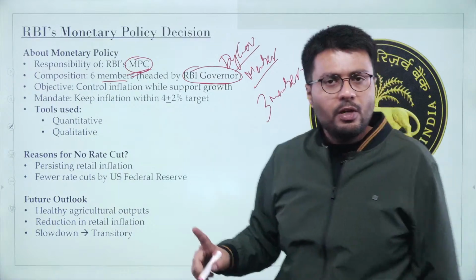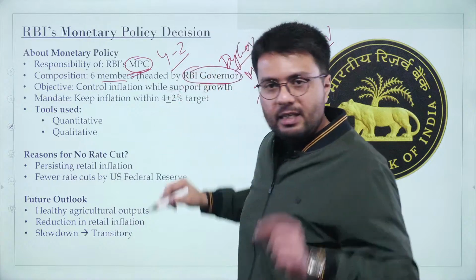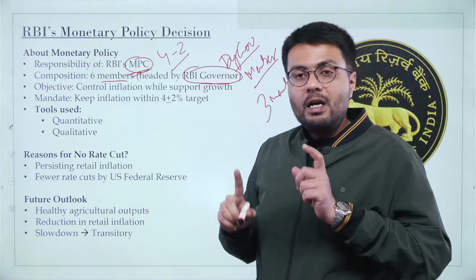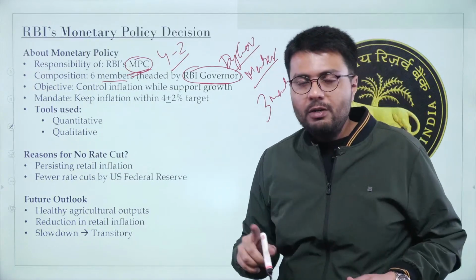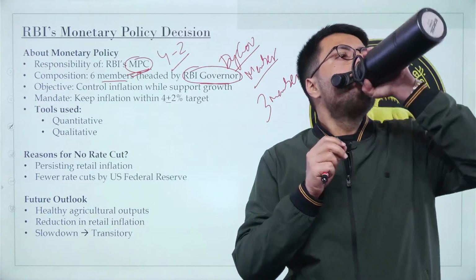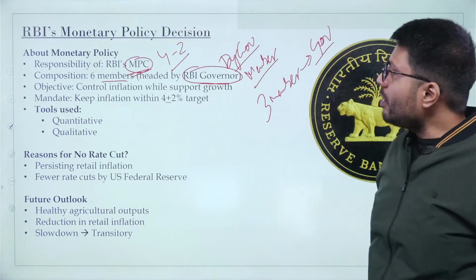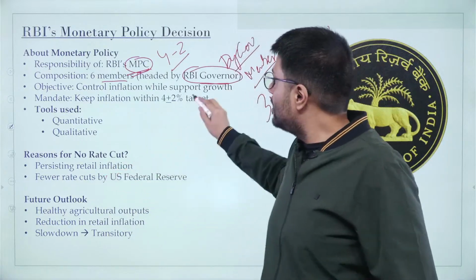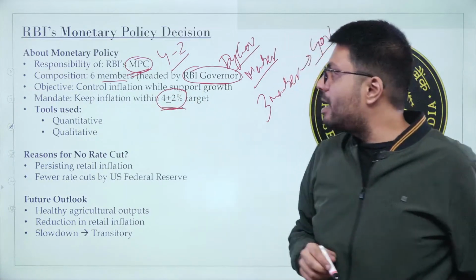Now, yesterday's monetary policy decision, by a 4-2 majority, decided to keep the repo rate unchanged for the 11th consecutive time. Now, why is RBI not reducing the repo rate? RBI is not reducing the repo rate because currently the inflation target is not achieved as per the RBI.